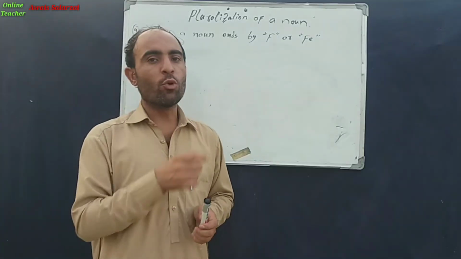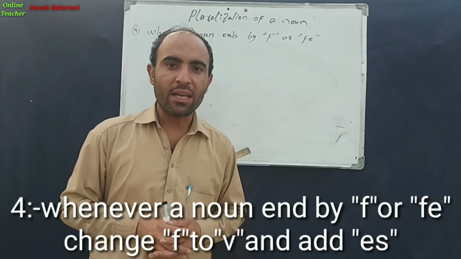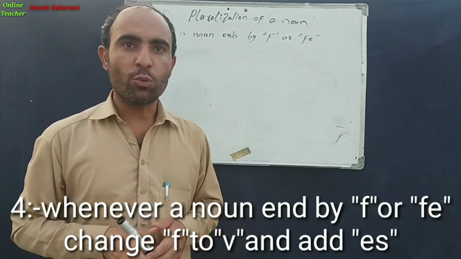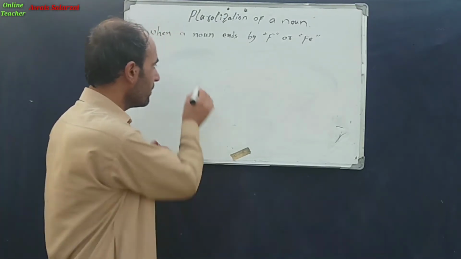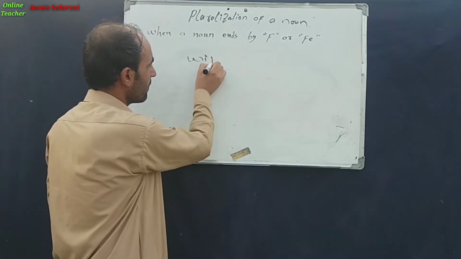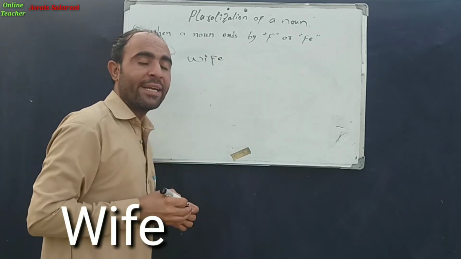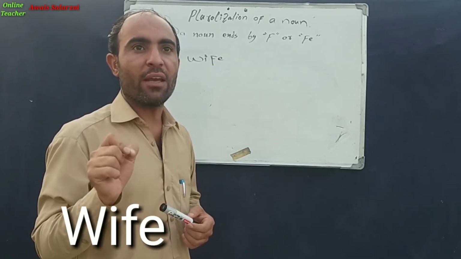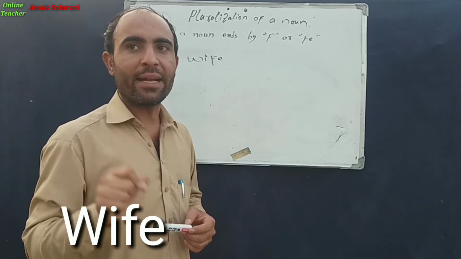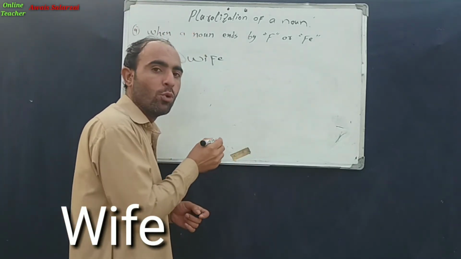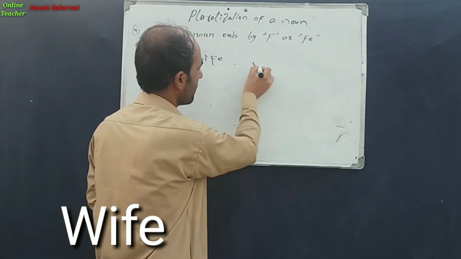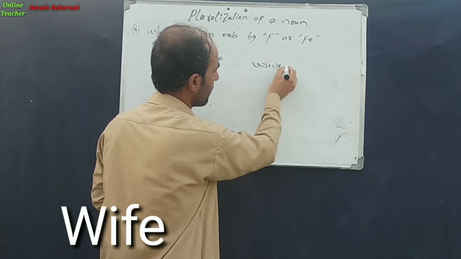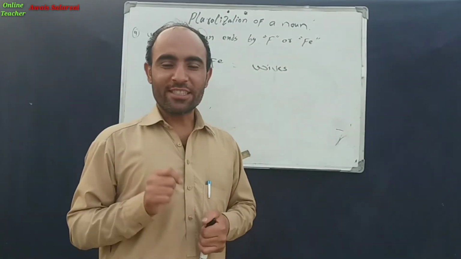Boys. In rule number four, whenever a noun ends with f or fe, change f to v and add es. For example, wife. It ends with fe. Instead of f, we should write v and add es at the end to make it plural: wives. Now that's enough for today.